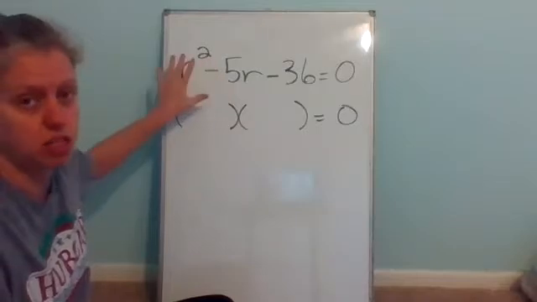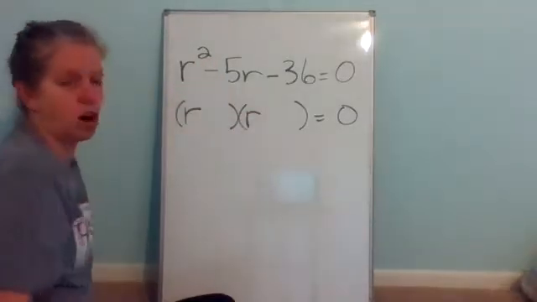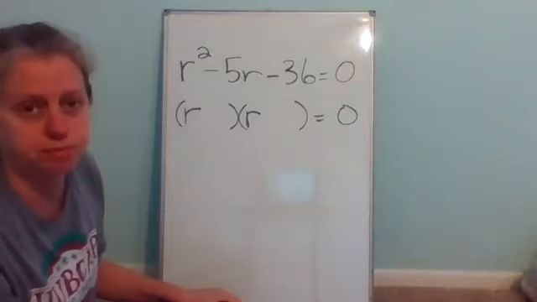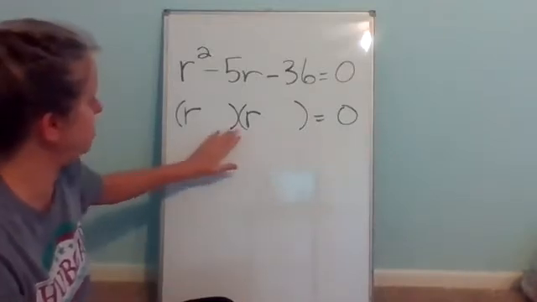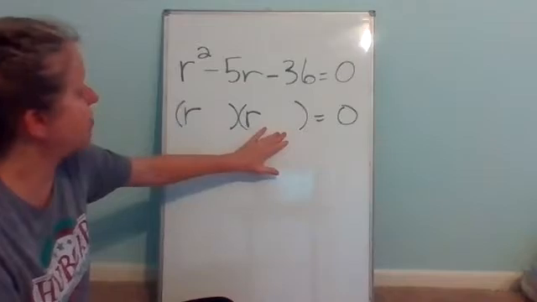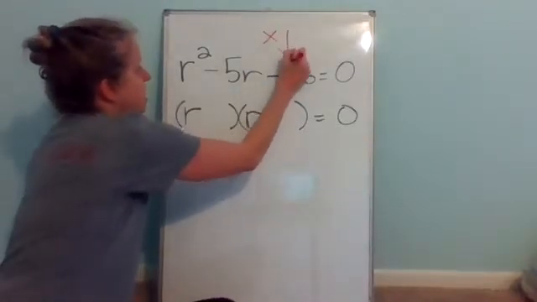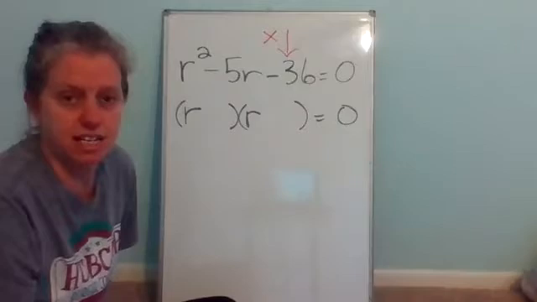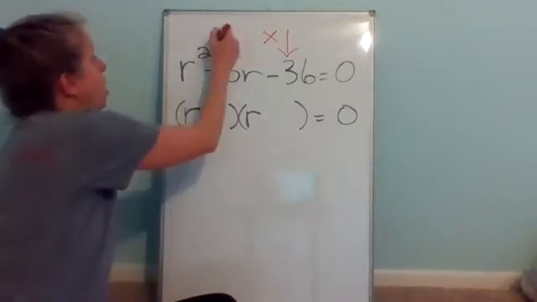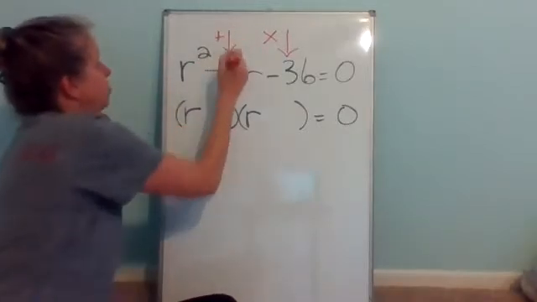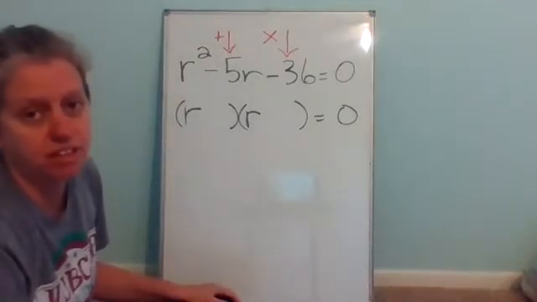Okay, now this one's not as bad because there's only one way to get r squared. It's going to be r times r. Now the last two terms in your parentheses have to do two things. They have to multiply to equal that end number, which is -36. But they also have to add to equal this middle number, which is -5.